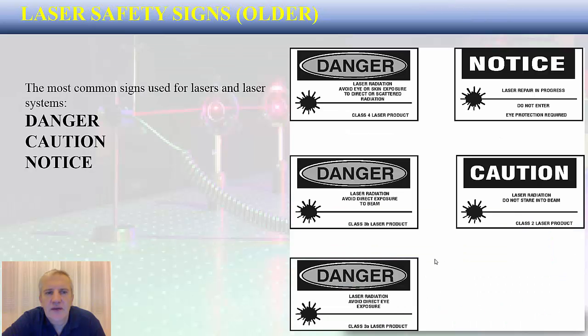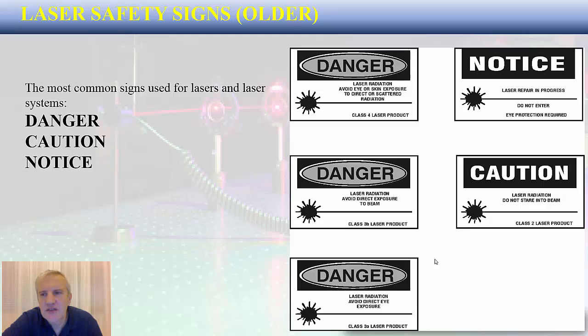Here we have a few different types of laser safety signs that are used in laser labs. These are slightly older signs, and you can see there's basically three types: danger, caution, and the notice, based on the amount of laser radiation or class of laser that you're operating. So if you're operating a class 3B or class 4 laser product, you're going to be using a danger sign. And very often on these danger signs, you would also have the wavelength of the laser labeled.